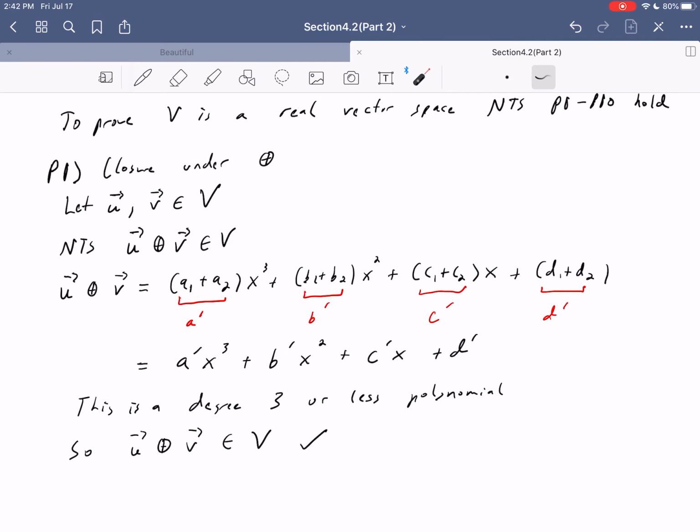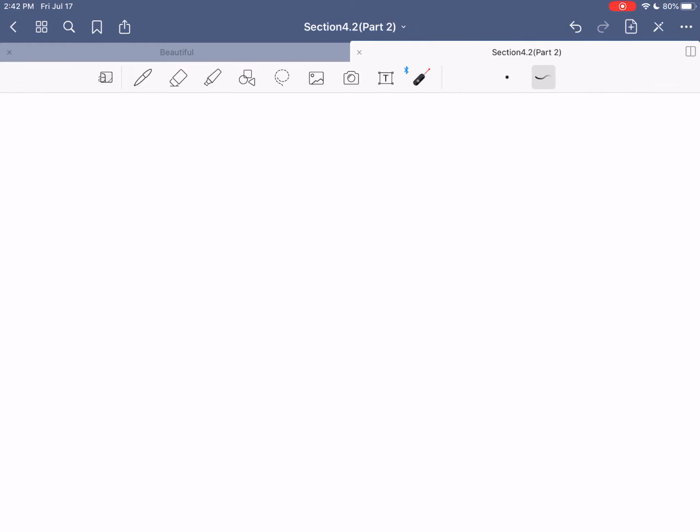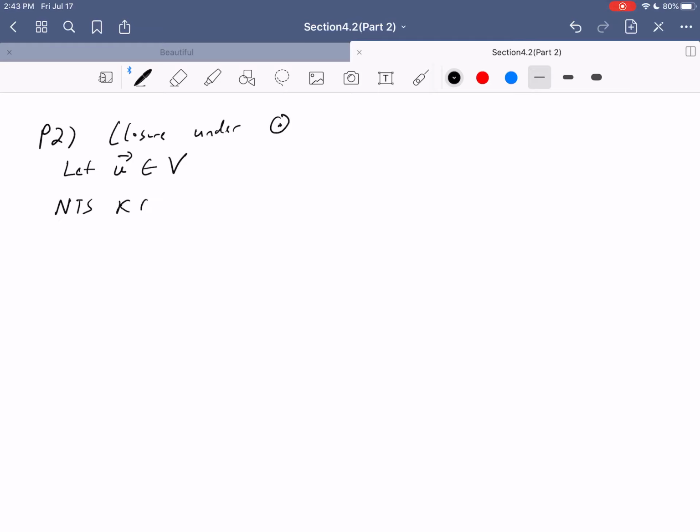Okay, let's go ahead and give ourselves a new page. We've got to do a similar thing. So now we need to do property 2, which is closure under scalar multiplication. So this time, we're going to let just u be an element of our vector space. So we need to show that k dot u is also an element of our vector space.